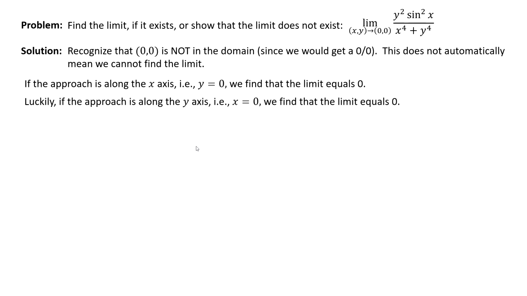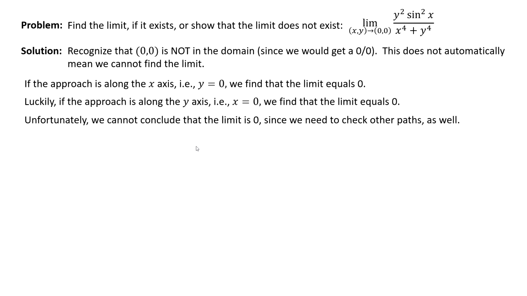Not so fast. Oh, come on, man. Check this out. We need to check other paths as well, really. For instance, if the approach is along the line y equals x. Yeah, just because you approach along the x-axis and along the y-axis, that's not enough. Let me show you what happens if we approach along the y equals x line. That's a perfectly valid approach, right?